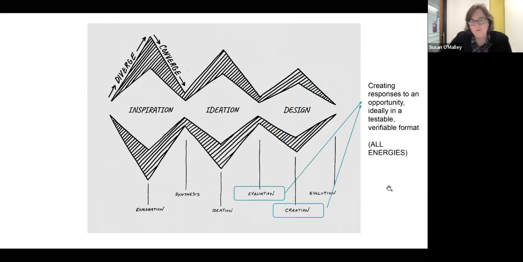And lastly, and then I'm going to tell one last story, creating a response to an opportunity in a way that is testable, verifiable, it should really be bringing all the energies together into a crescendo of thinking about how to integrate the best response going forward, which would be typically the prototype or the thing that we move through design into the world.